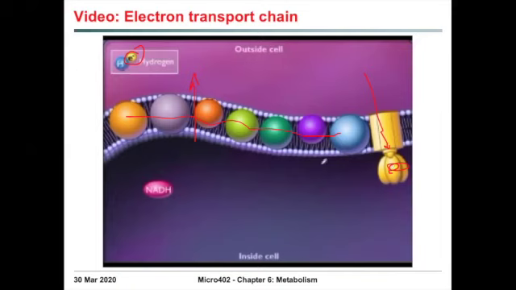The electron transport chain consists of a series of special electron carrier proteins that shuttle electrons from NADH to a terminal electron acceptor, such as oxygen.